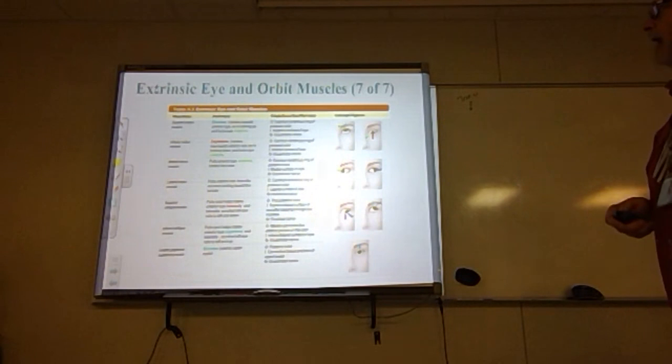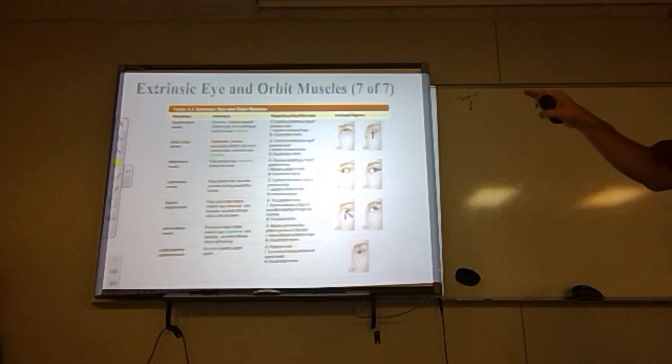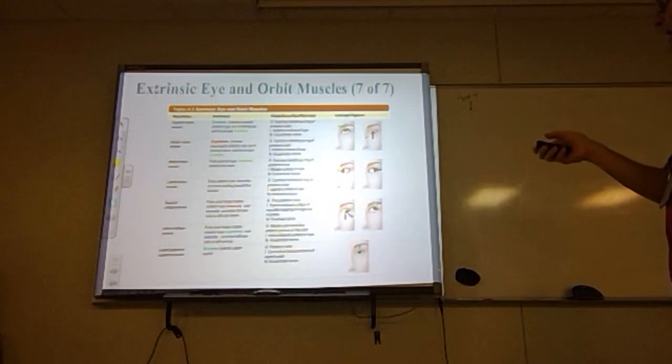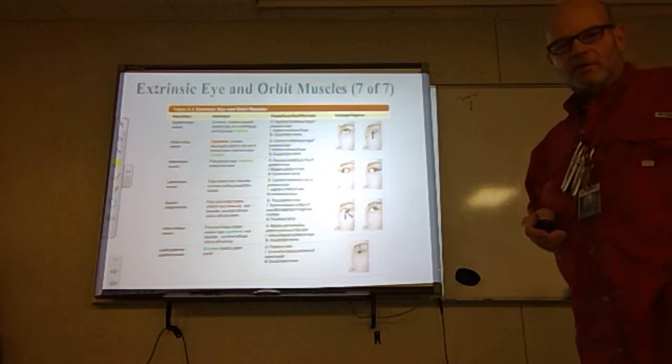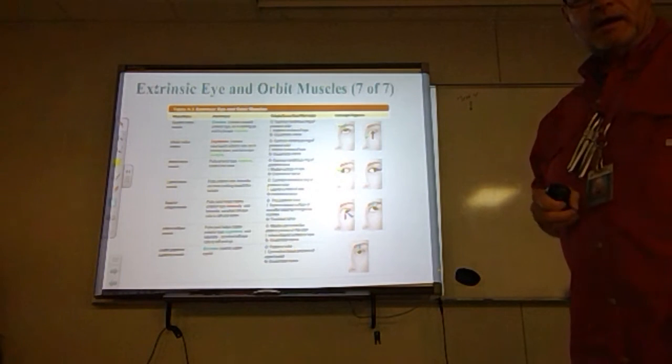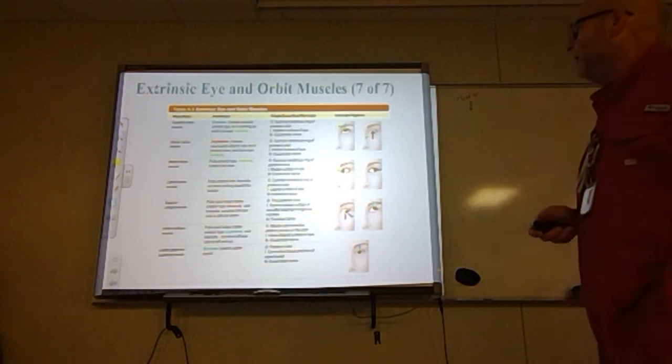Again, same chart as we had on the other, with the principal action, the origin, the insertion. Again, I doubt that I'll ask you for the nerve involved. We will talk about all these nerves when we talk about the cranial nerves in the nervous system in a couple of more chapters.